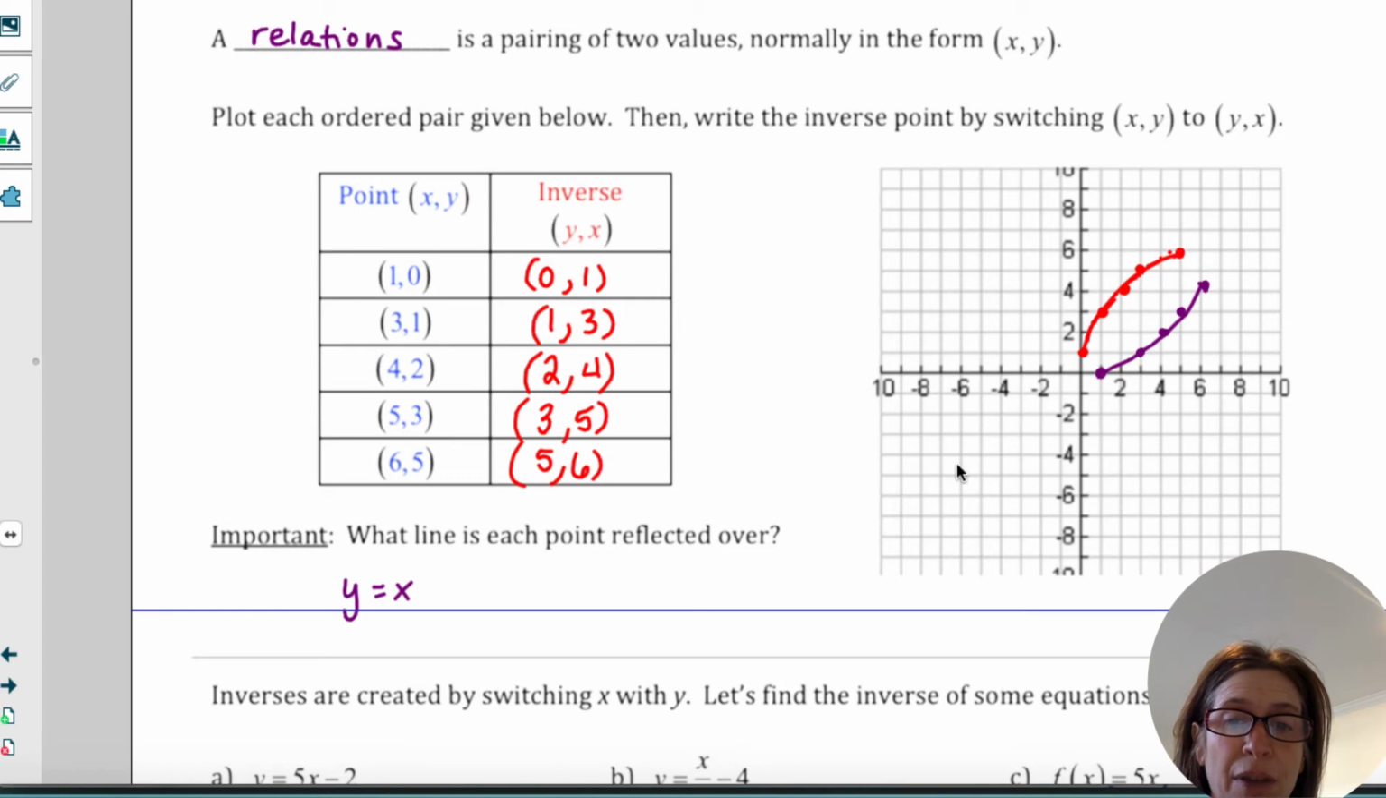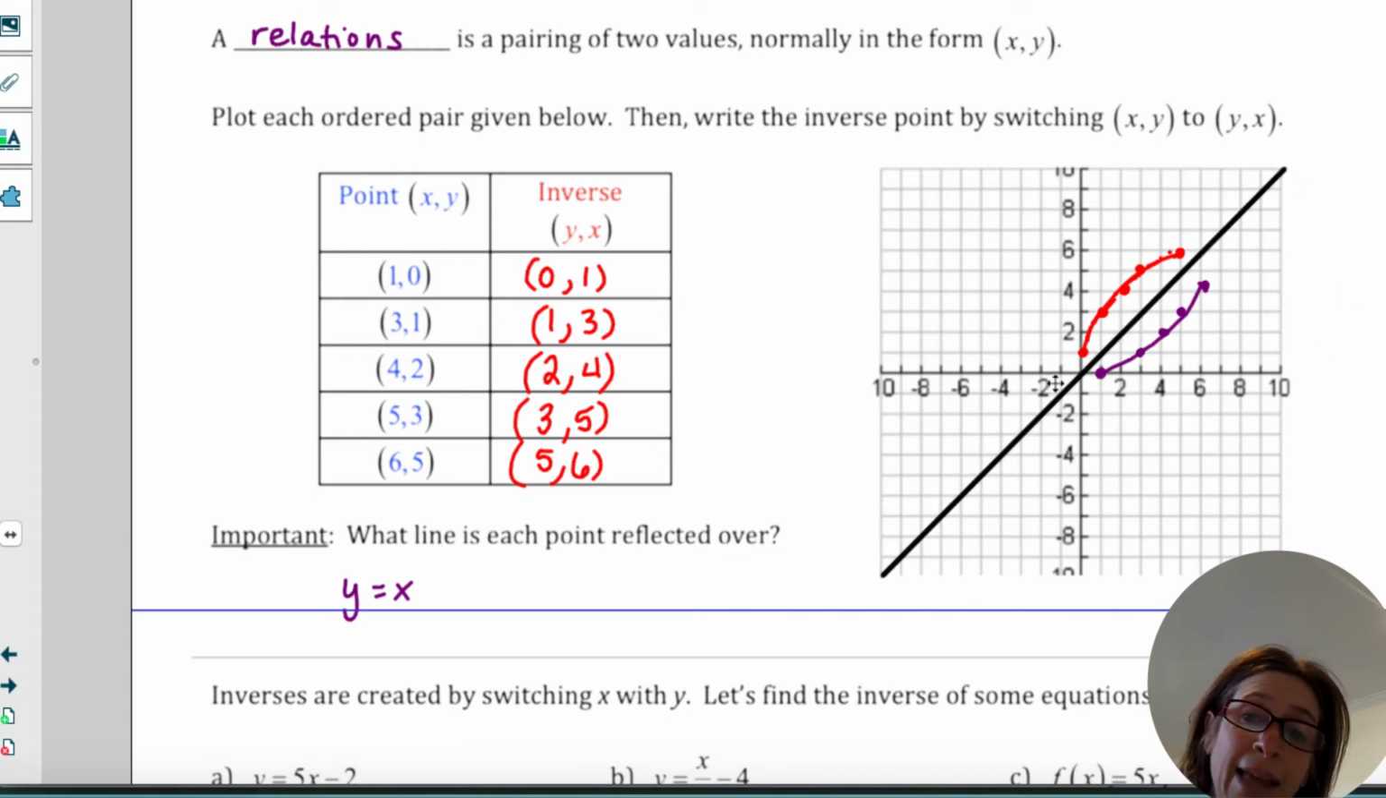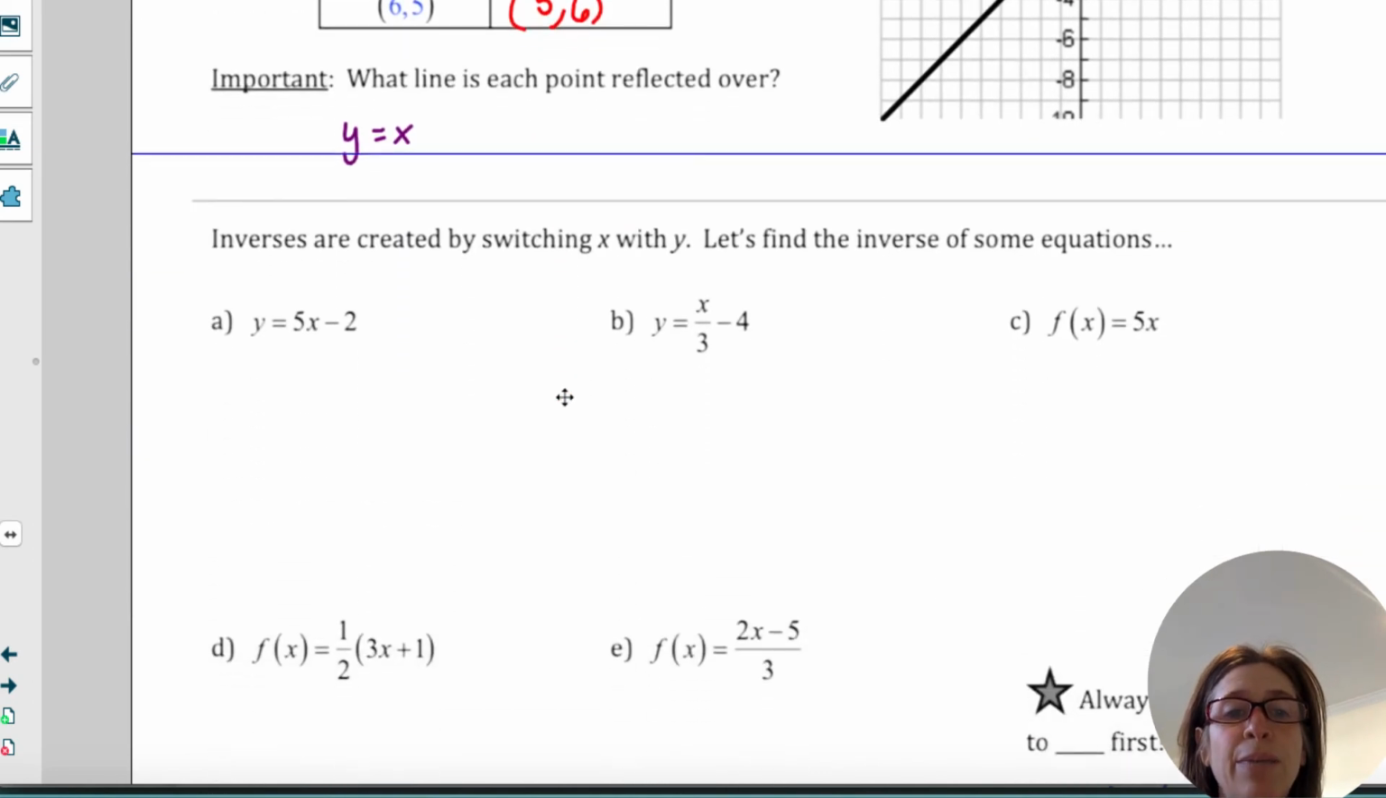So let me actually draw that line in. Let's see if I can get it neatly there. Slope of 1. Got to go through those corners. So something like that. There we go. And you can see that line acts like a mirror, and everything is just reflected over it. Okay, so if inverses are created by switching the x and y, then we actually can find inverse equations.